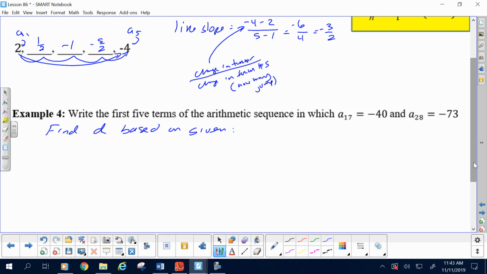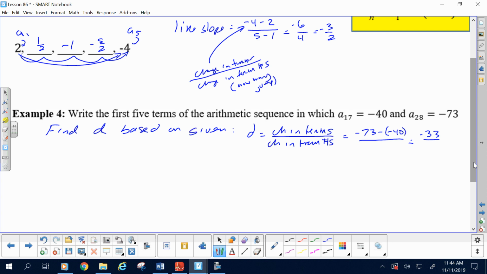Now, I just said the difference is like the slope. And that's the change in the terms, the total change that happened over the change in the term numbers. In plain old English, I want to figure out what each jump is. You down? In going from -40 to -73, the change in the terms was that it went down how much total? 33. It went down 33.